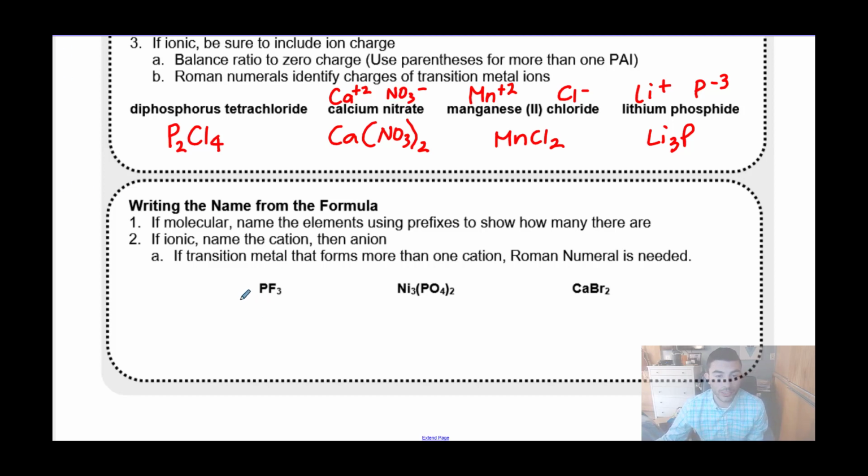So PF3, molecular covalent, we're going to use prefixes to write out the name. So phosphorus trifluoride. Remember, the first element does not get a prefix if it's 1.